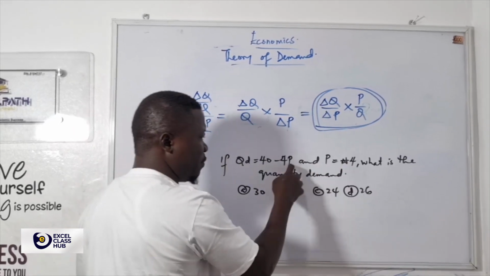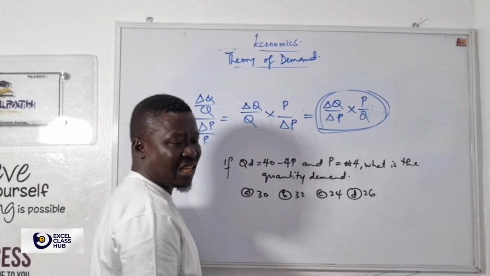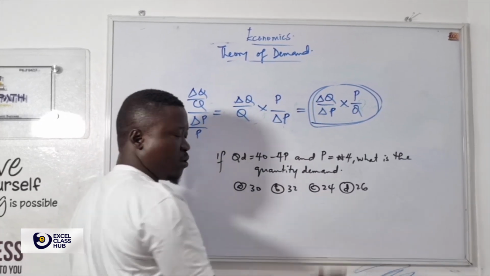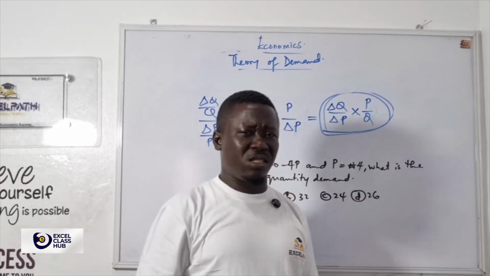Just input the 4 to the 4, we have 16. 40 minus 16 will give you the final answer. That's very simple. And that will be 24.